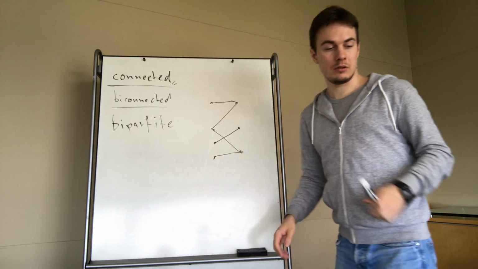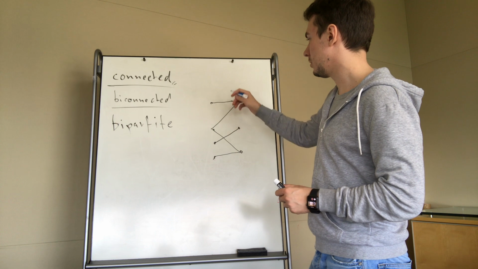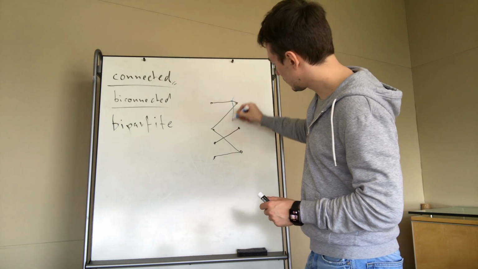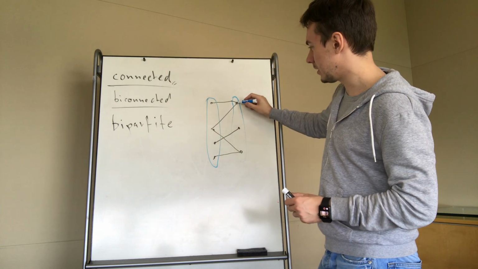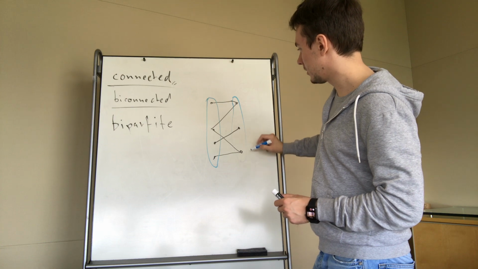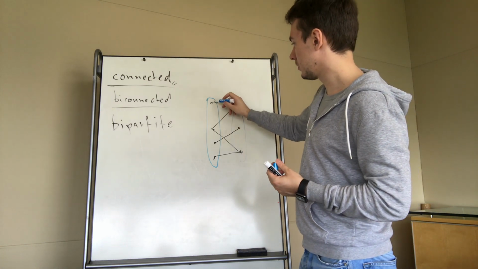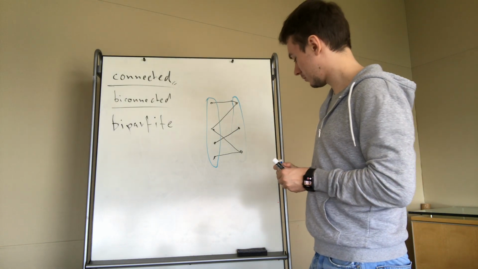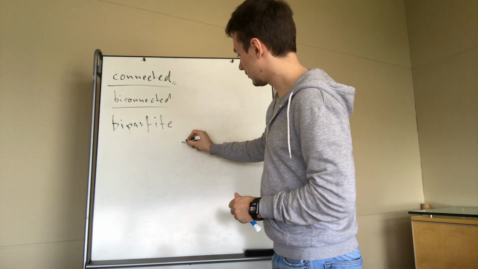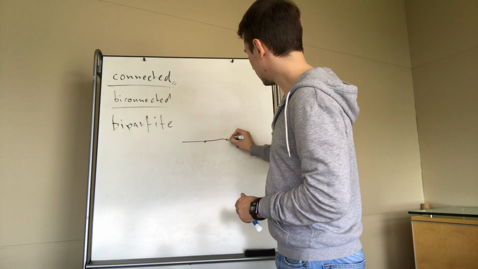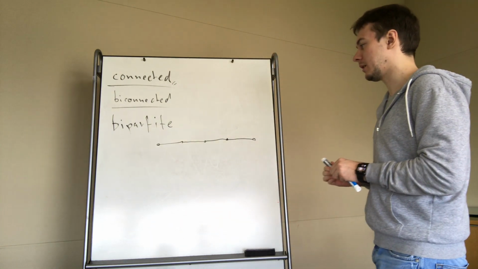as you can see here, we can split the set of vertices into two subsets. This subset of vertices has no edges between them at all. So does this subset. This is another example of a bipartite graph.